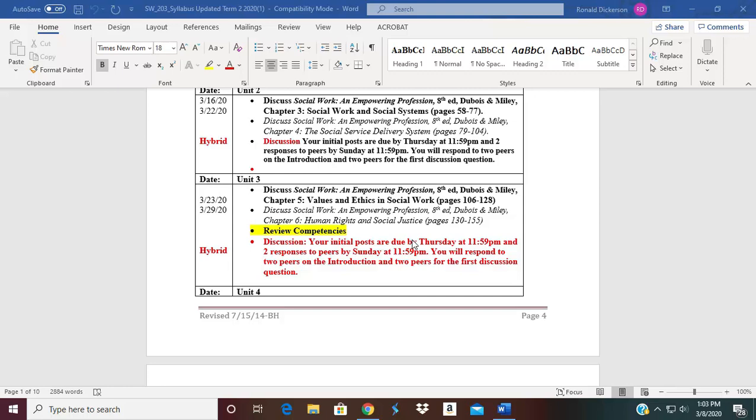So again, for all discussion posts, your initial post is due on Thursday at 11:59, and you need to respond to 2 of your peers, not 1, 2, of your peers, no later than Sunday at 11:59.